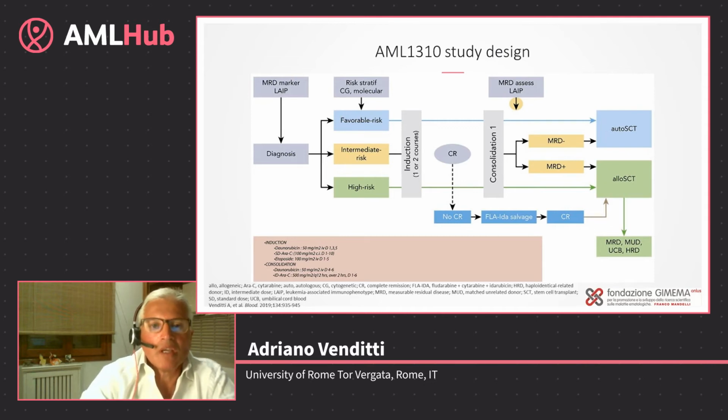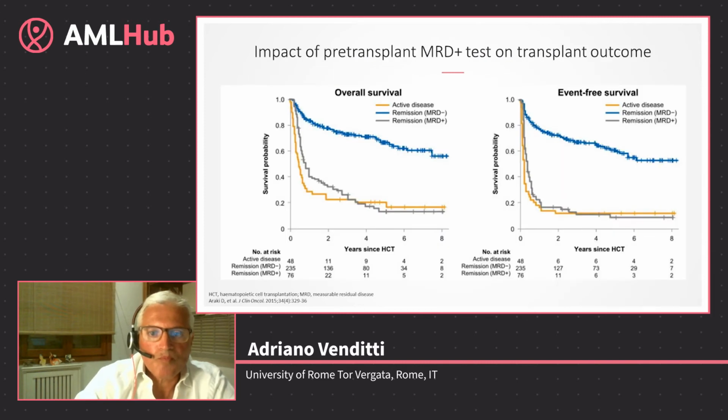Also, the GIMEMA group developed a program like this. This is the AML 1310 clinical trial. That was a risk-adapted, MRD-driven clinical trial in which patients belonging to the intermediate risk category were to receive an autologous or an allogeneic stem cell transplant based on the level of minimal residual disease as measured by flow after the first consolidation.